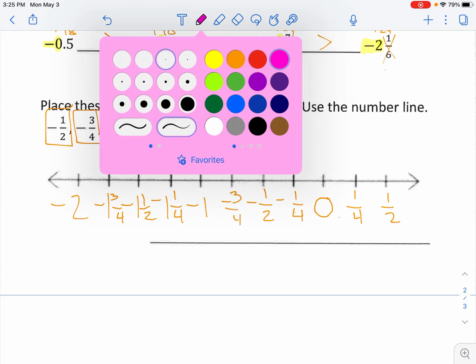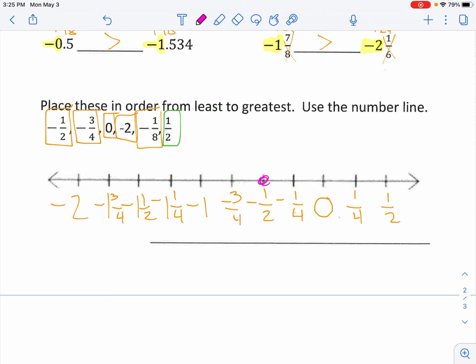So negative 1/2 is the first number that I'm looking for. Negative 1/2 is right here. Then negative 3/4, just to the left of that, 0, negative 2, negative 1/8. Oh, goodness gracious. I'm not sure where that would go, so I'm going to hold off on that one just for a second. And I see 1/2 down here. Okay, so I'm going to pull this fraction out and put it over here.